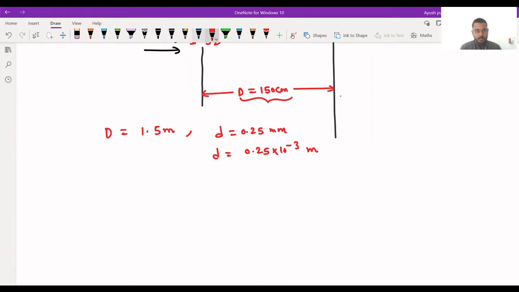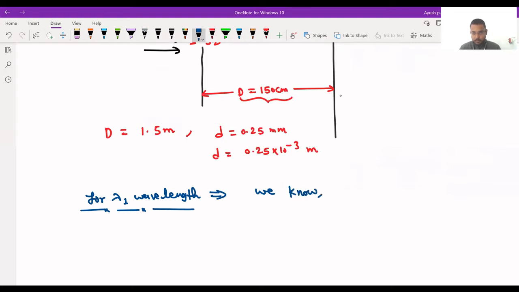So first I will calculate for lambda 1 wavelength. Okay. So for lambda 1 wavelength, we know the condition for maxima. I am assuming that you understand the basics of interference and YDSE.